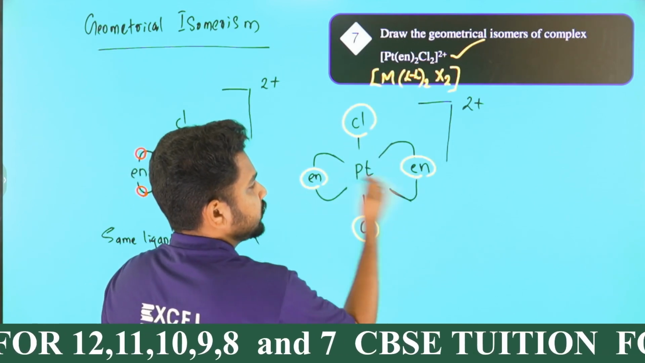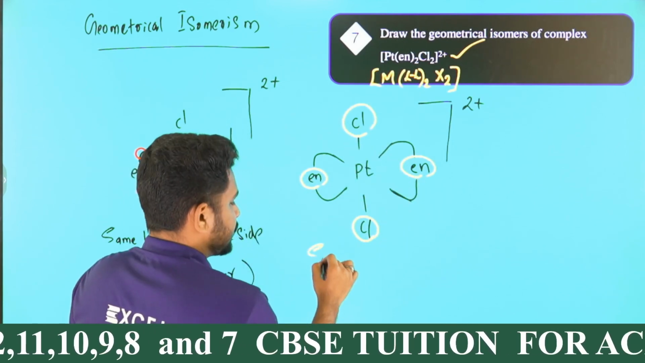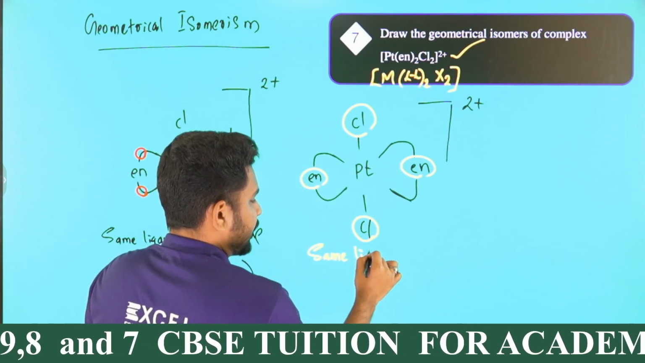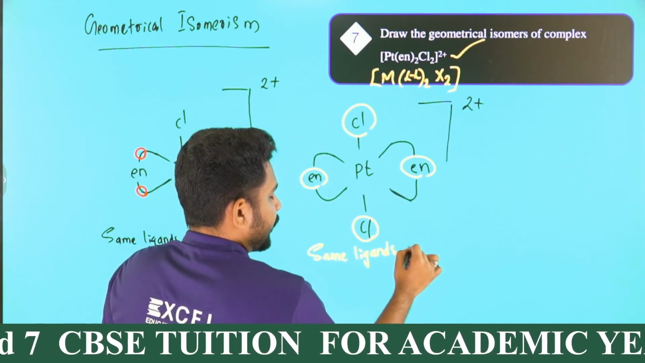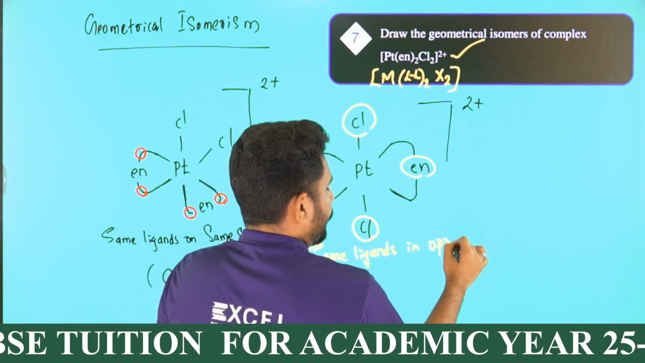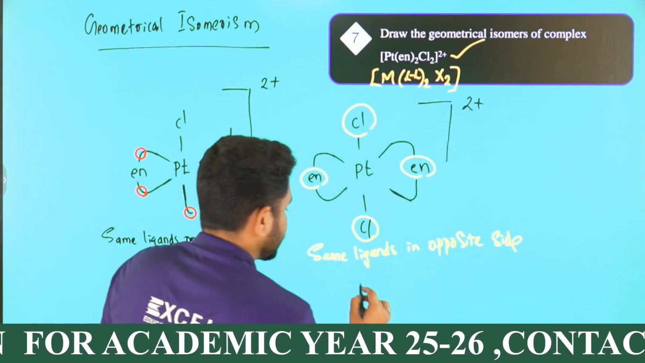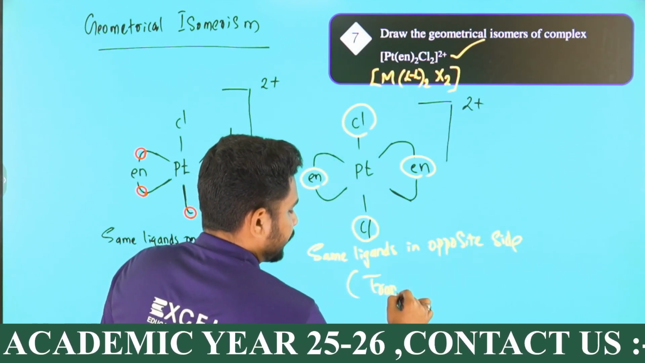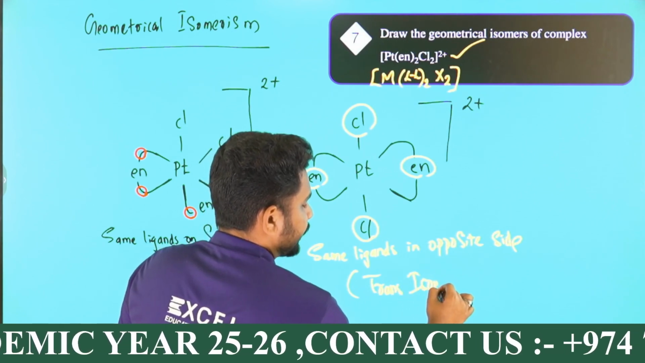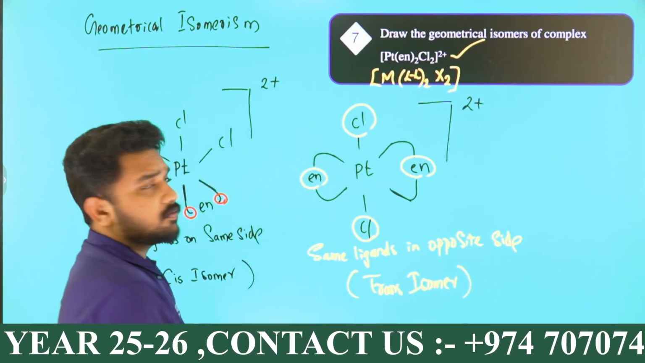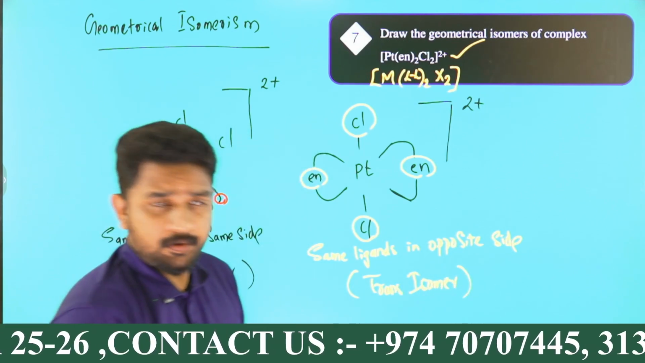The en ligands are on opposite sides. So same ligands in opposite sides, you can call it the trans isomer. That's it, finish. Hope you understood this.